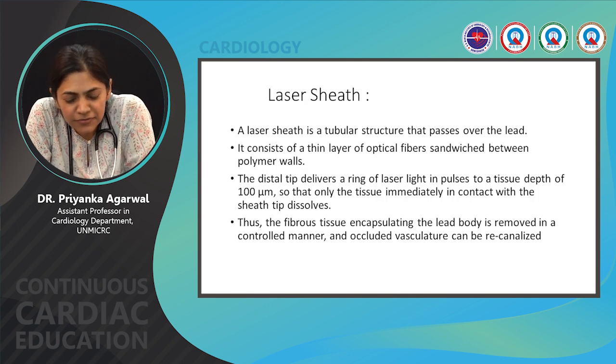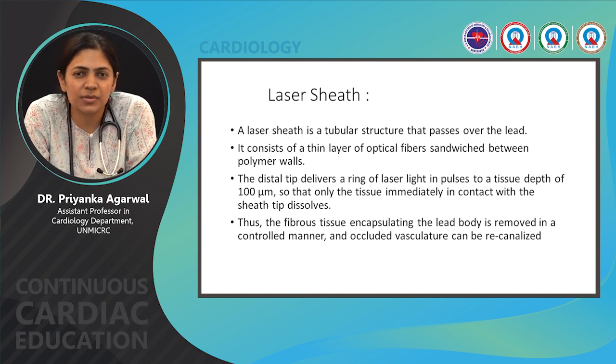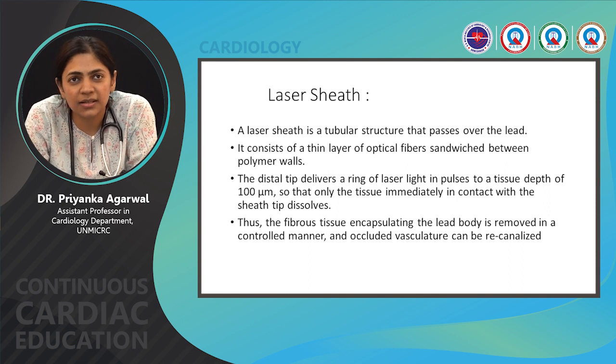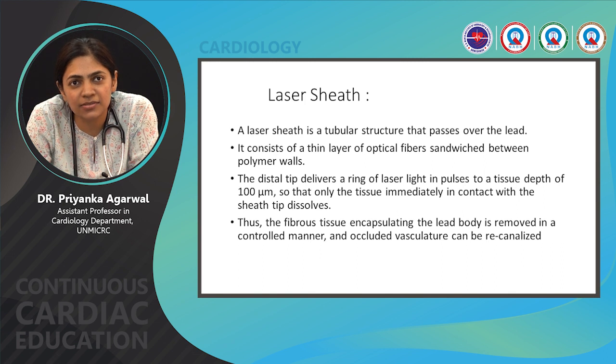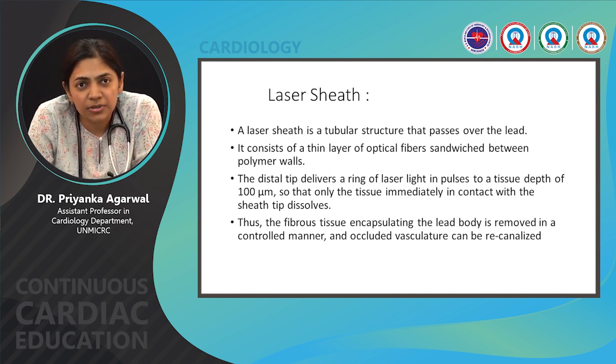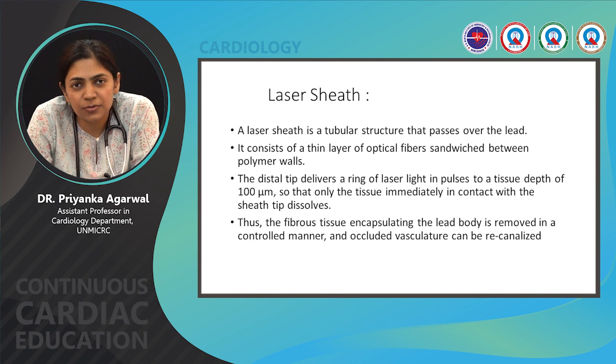So again, the third kind of sheaths are laser sheaths. We are not using them in our setup. I don't know where in India these laser sheaths are being used, but yes, they are the upcoming sheaths. They basically use laser energy, which is used in pulses. The tip of the sheath delivers a ring of laser light in pulses to a tissue depth of 100 micrometers, so that only the tissue immediately in contact with the sheath tip dissolves, and the fibrotic tissue encapsulating the lead body is removed in a controlled manner, and occluded vasculature can be recanalized.